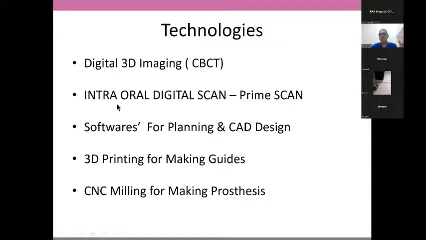The other very important technique is the intraoral digital scan. Gone are the days of physical impressions that you had to put in, with gagging and all of this, and I'll show you a video of what we do. Then we rely on a lot of software for planning and CAD of the design. Then we do 3D printing for making the surgical guides which are used in the surgery. And then we do CNC milling for making the prosthesis or the crowns. So it's all digital in a big way.